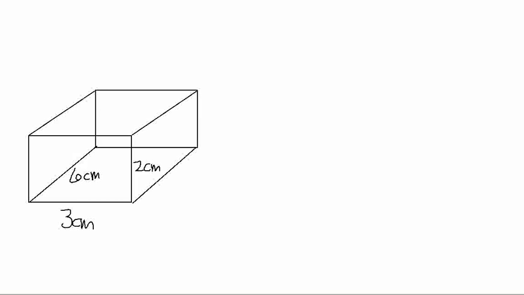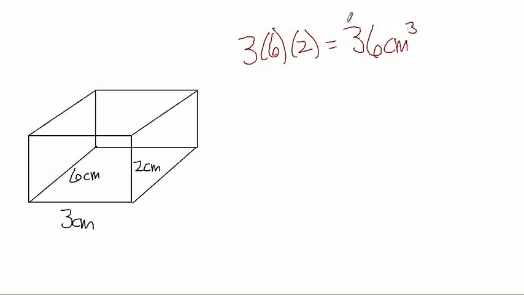Okay, so I'll go ahead and do that as well. So the volume is the product of the 3 dimensions. The base has an area of 18, 3 times 6, and I multiply that by 2. So that gives 36 cubic centimeters for the volume.